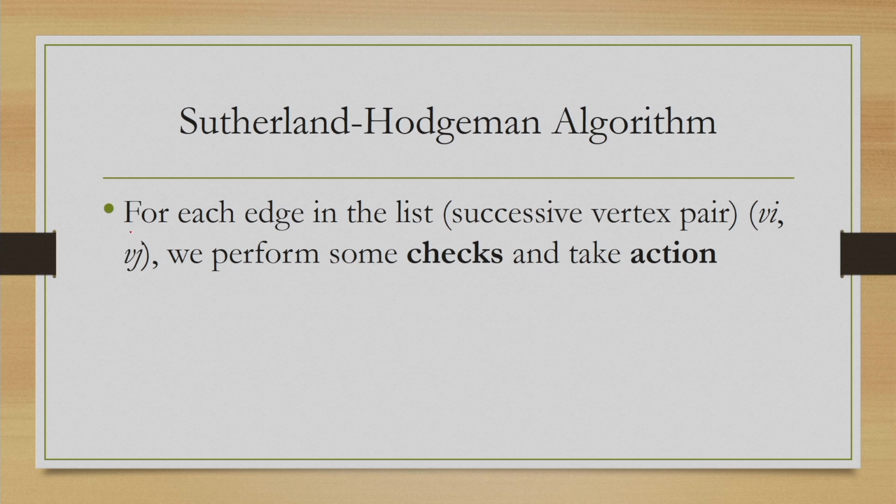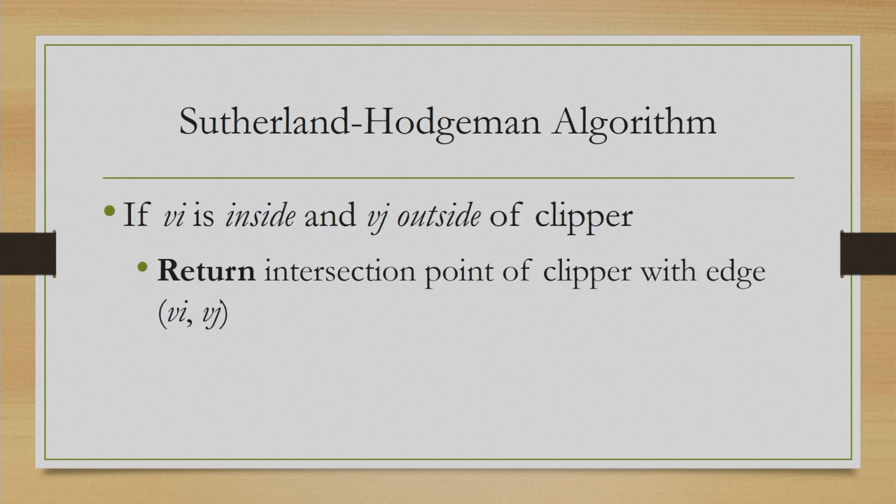Now, for each edge or pair of vertices in the list denoted by Vi, Vj, we perform some checks, and based on the check results we take some action. So, what are those checks? If Vi is inside and Vj is outside of the clipper, then we return the intersection point of the clipper with the edge represented by the vertex pair Vi, Vj.